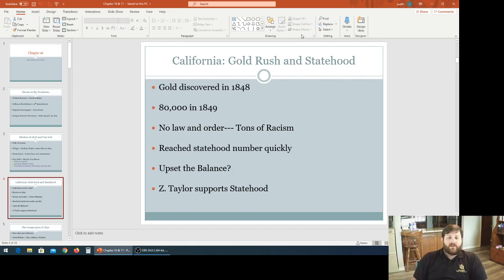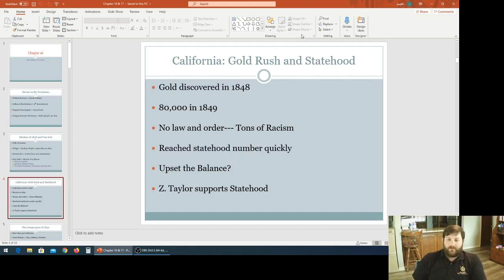Again, one complicating factor is simply California is a very big state, right? Part of California is above the 36°30′ line. Part of California is below. So if we just went with the 36°30′ line, how do we do that? Do we create two states? How do we make it work? Do we have Northern California and Southern California? All those things are issues that people start to talk about.